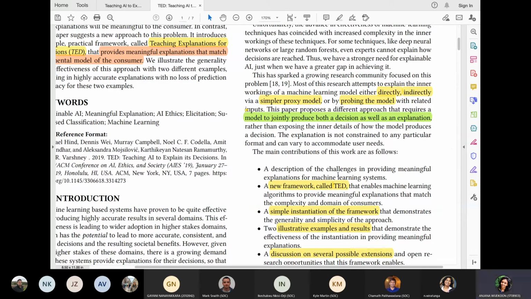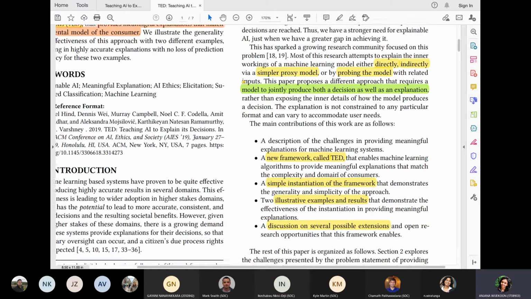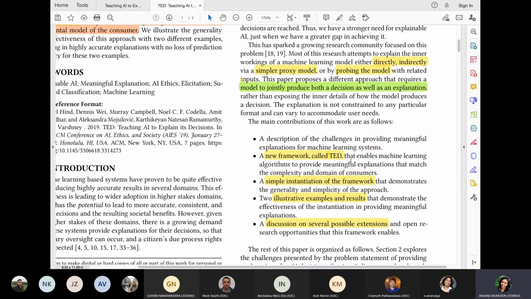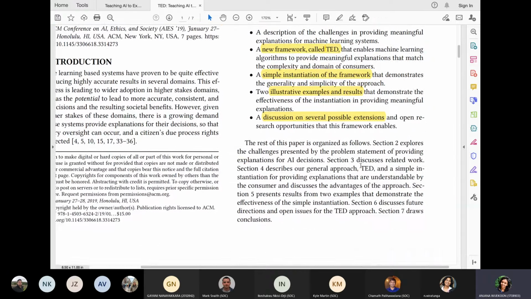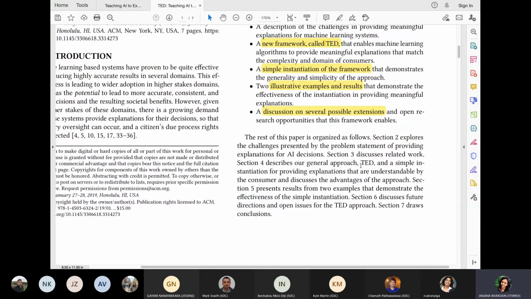So what they propose is a model that jointly produces both the decision as well as the explanation. And in their paper, they present this framework called TED. It's a very simple idea that can be instantiated in many different forms. They present another form in their other paper, which we'll go into detail later. And they discuss some results as well. Just to be clear, their evaluations don't really explore the depths of machine learning problems and explanation challenges we have seen in literature, but I think it's a start and it's about getting there.